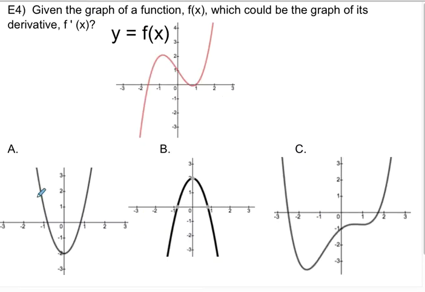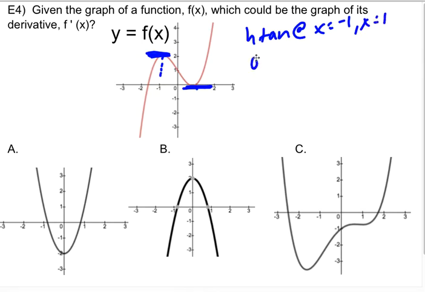Example 4, given the graph of the function f of x, which could be the graph of f prime? Okay, so this is f, and we're asked which could be the graph of f prime. So the first thing I would suggest is that you figure out where the 0 slopes would be. So we have horizontal tangent slopes around -1 and 1, right? So there's a horizontal tangent at x equals -1 and x equals 1.